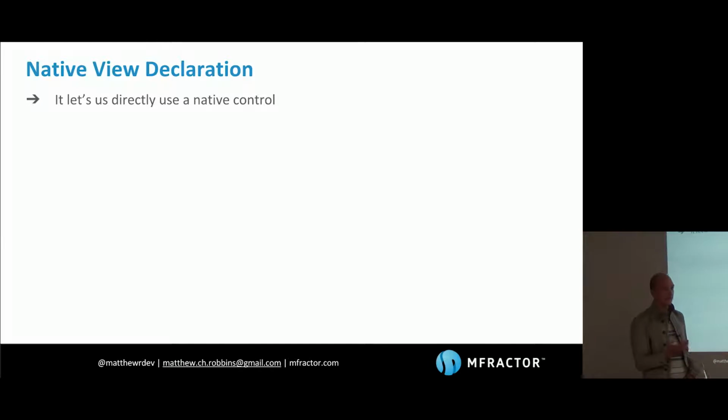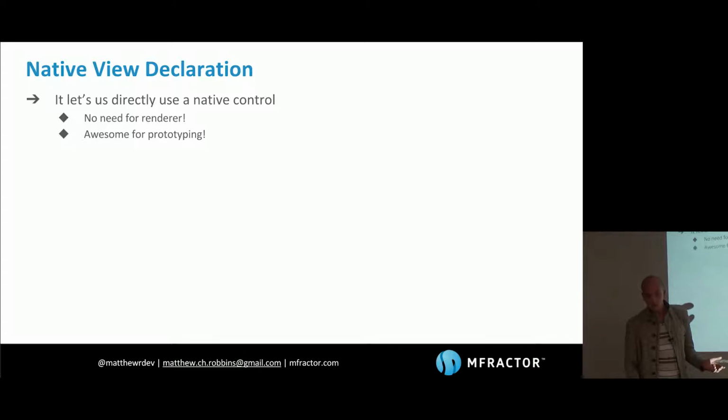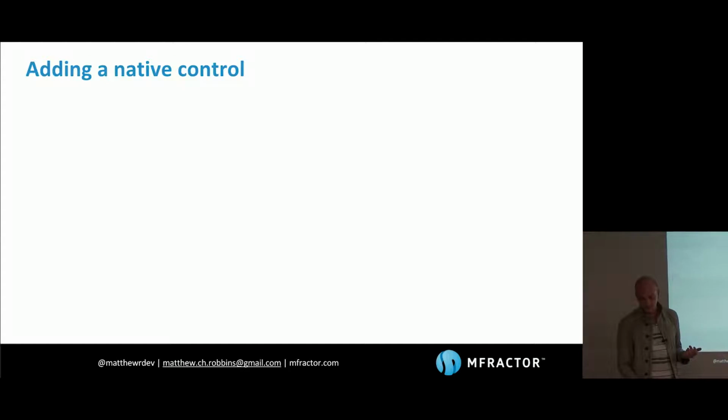So it's quite cool because it lets us just take any native control and just drop it straight into our XAML without a renderer. So no renderer, that's awesome. And it's awesome for prototyping because all of a sudden this whole control library opens up to you that you've never been able to touch because the cost of dropping it into your app is too high. And it's almost too easy to do just based on that previous GIF.